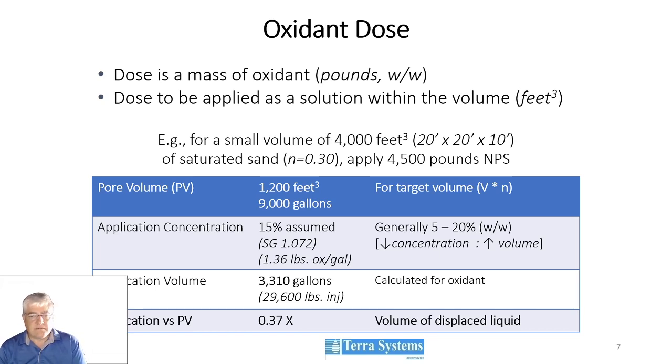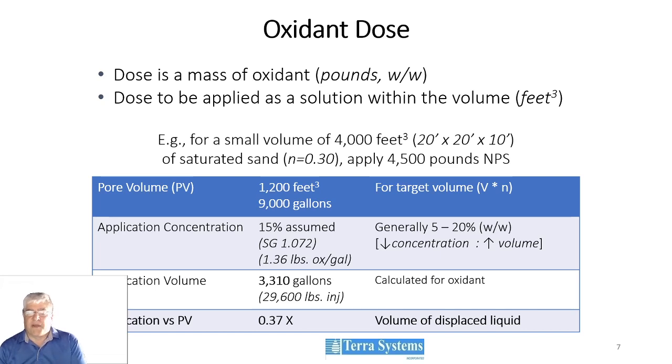In looking at sodium persulfate, first thing you do is assume an application concentration. Here we've assumed 15% by mass, which is a typical application, generally in the 5 to 20%. If you decrease the concentration you apply, you increase the volume. If you're assuming 15%, that translates into 3,310 gallons of injectate that you're going to place into the ground.